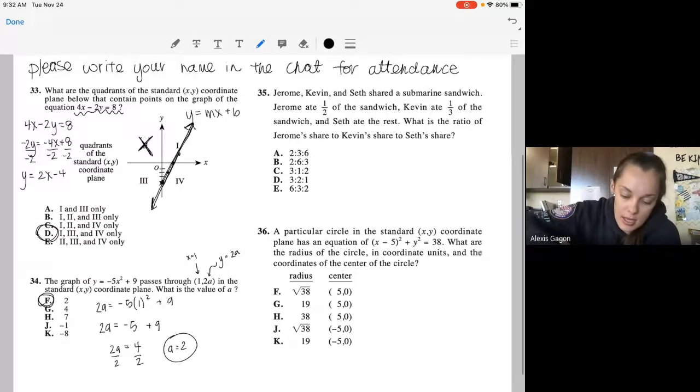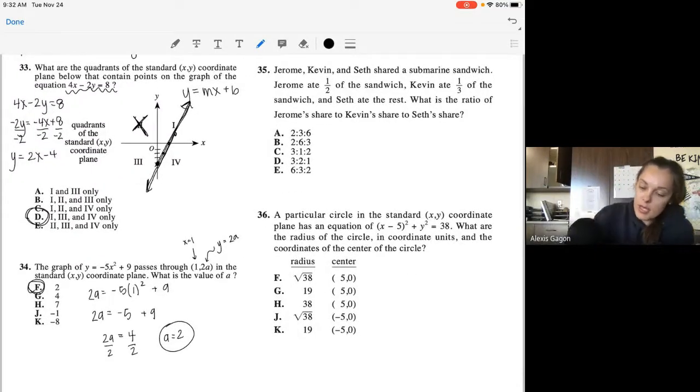Okay, let's look at this 35 here. So Jerome, Kevin, and Seth share a submarine sandwich. Jerome ate half of it, Kevin ate a third of it, and Seth ate the rest. So they did not leave Seth very much of this. And we want to know the ratio of Jerome's share to Kevin's share to Seth's share.